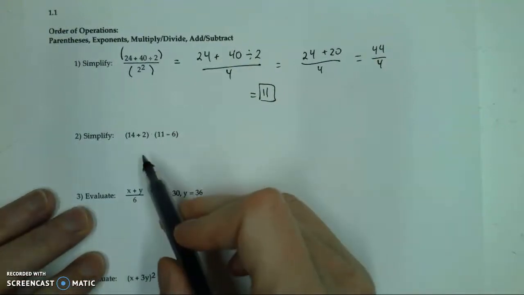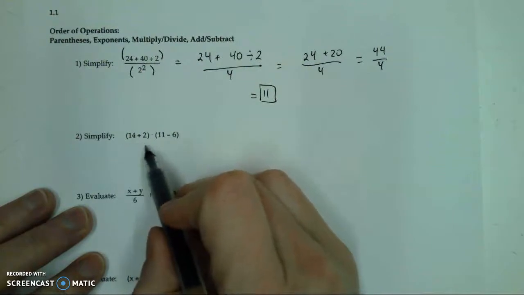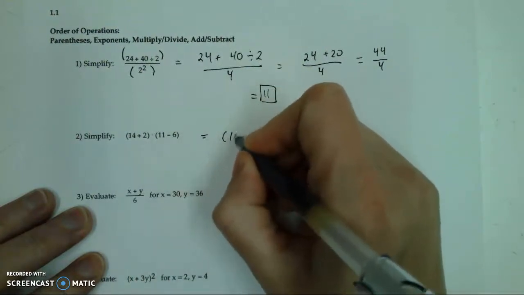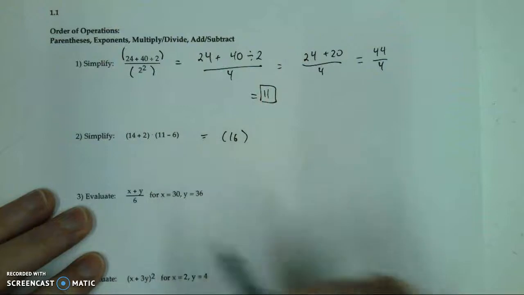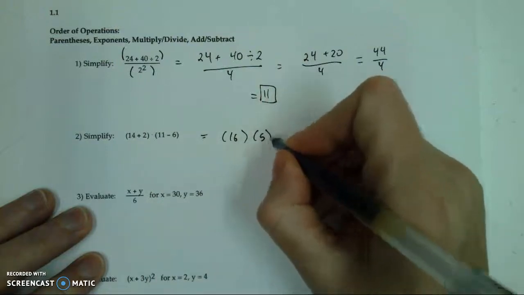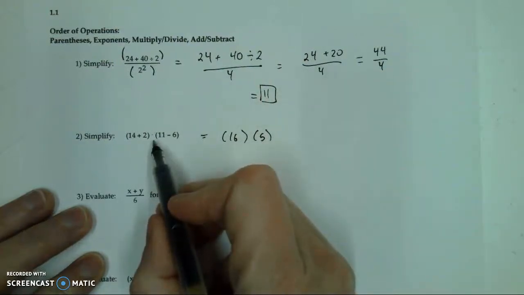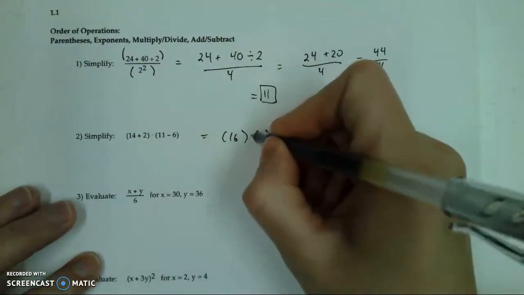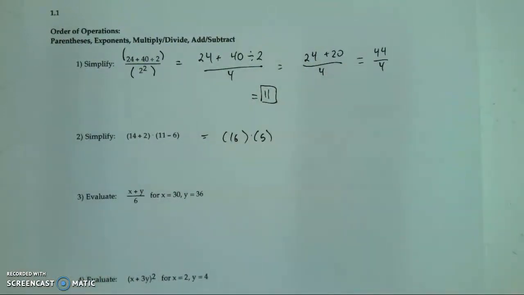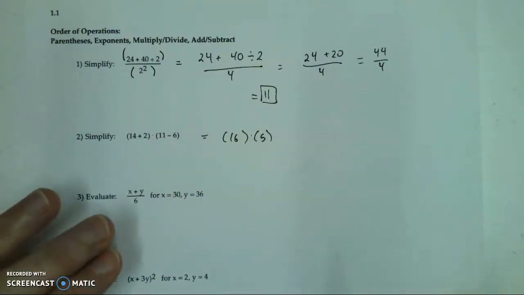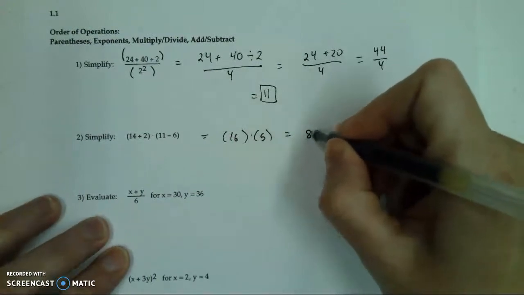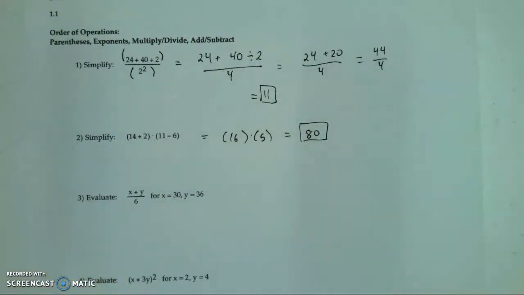All right, number 2, let's do what's inside parentheses first. So 14 plus 2 is 16, and 11 minus 6 is 5. Now there is a little dot in between, you might have trouble seeing that, which means multiply. But even if we didn't see that, when we have parentheses like that, we do understand that that does mean to multiply. So 5 times 16 is 80. So that is the first type of problem we will see, just practicing with numbers, making sure we get comfortable with how to do the order of operations.